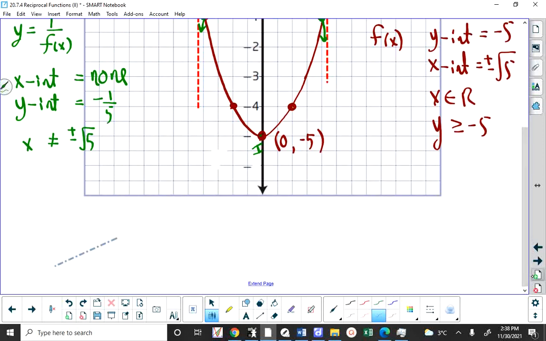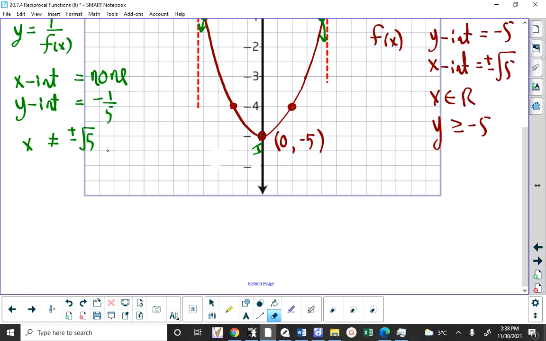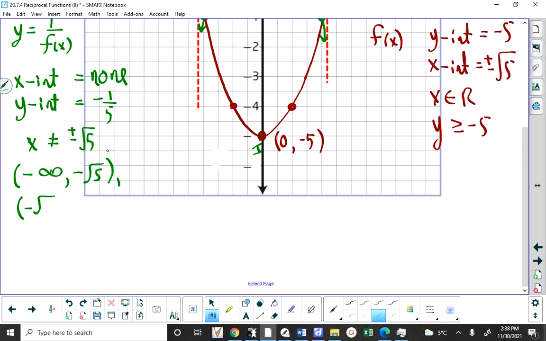You could put for the domain, this is really clunky, -infinity to -root 5, -root 5 to root 5, root 5 to infinity, all with round brackets, which means you never equal the -root 5 or the root 5. I think it's so much easier to just say x cannot equal plus or minus root 5.